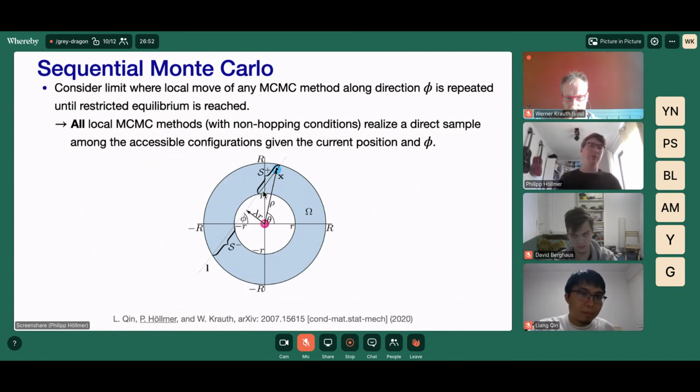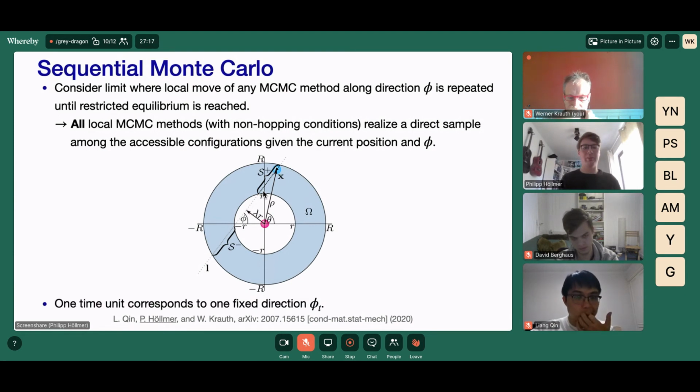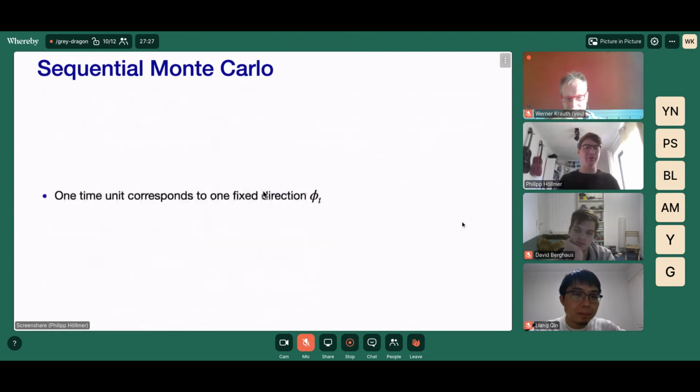In this limit, all local Markov-chain Monte Carlo methods like Metropolis, heat bath, or event-chain Monte Carlo are similar, and they all realize a direct sample among the accessible configurations. So in other words, instead of doing this infinite number of repeated moves, you can just sample the next position by drawing a uniform random new position on this segment S plus. We consider this limit, and in the following, I will always denote one time unit as one fixed direction phi t.